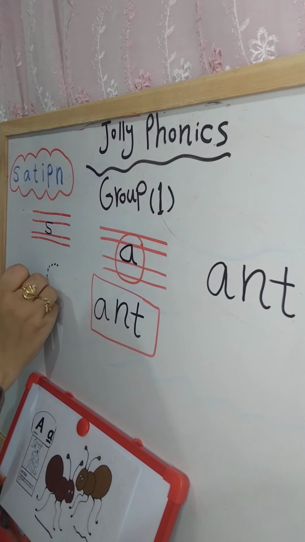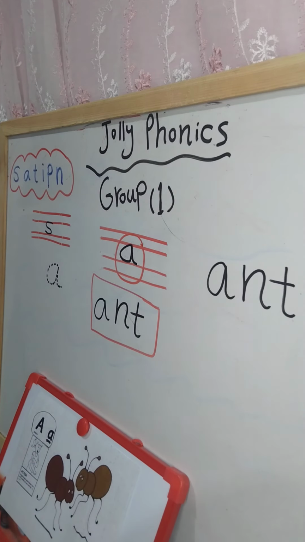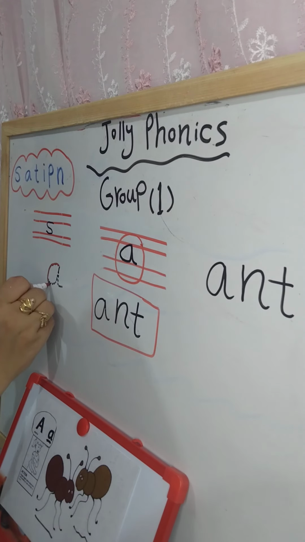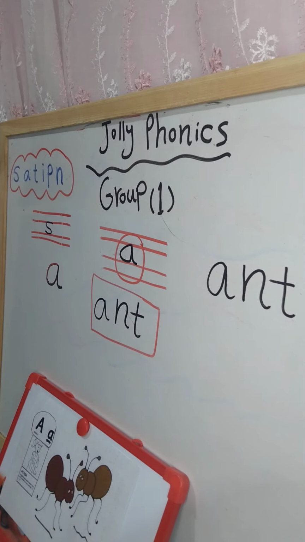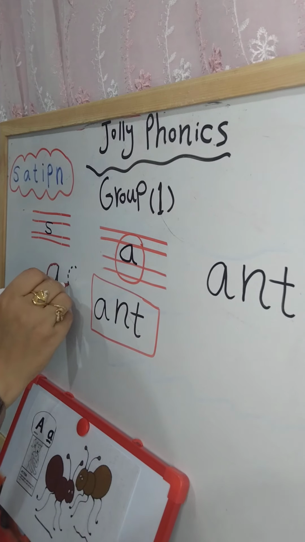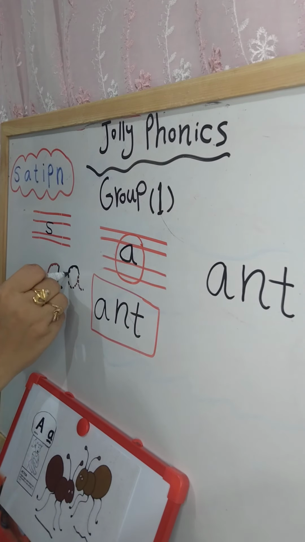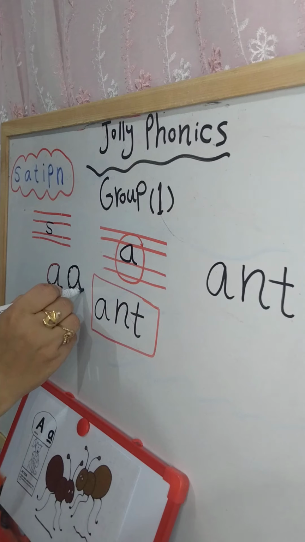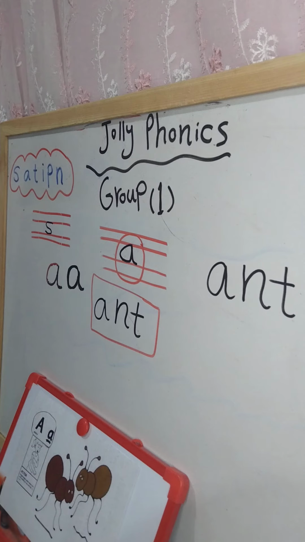Yes, we may trace at the beginning. So let's follow and trace. Yes, excellent. Again, again. Which sound is it? It's the sound a. The sound a. Yes, excellent. A for ant.